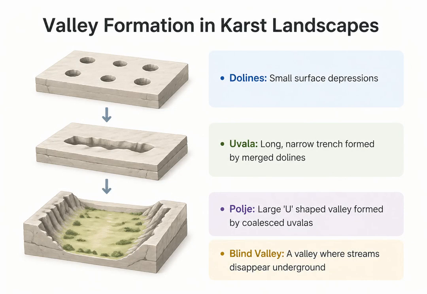The merging of sinkholes can happen on an even grander scale. Small depressions dotting the landscape are called dolines. When several dolines merge, they form a long, narrow trench called a uvala. If multiple uvalas coalesce, they create a massive U-shaped valley known as a polje. Interestingly, if a surface stream flows into one of these valleys and completely loses itself underground, the valley is referred to as a blind valley.